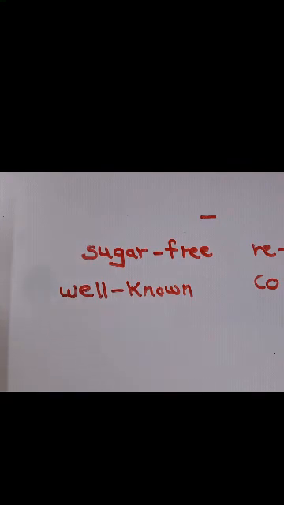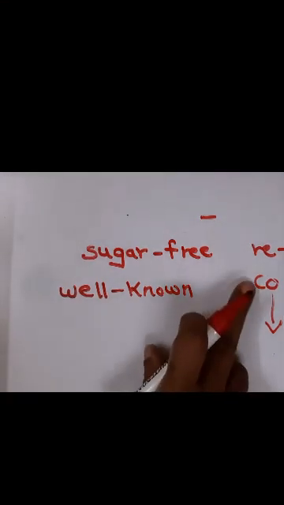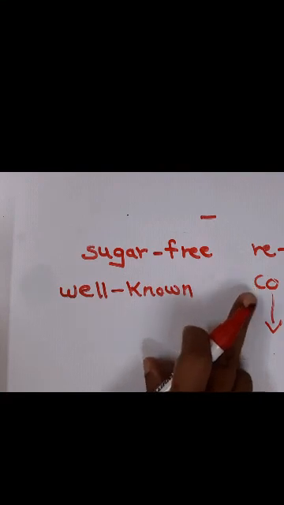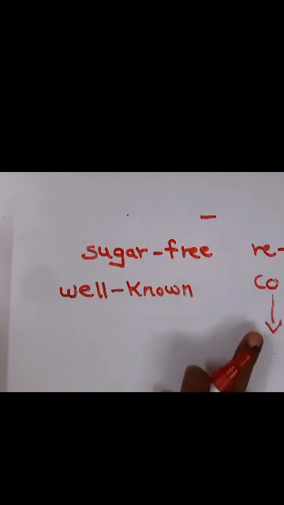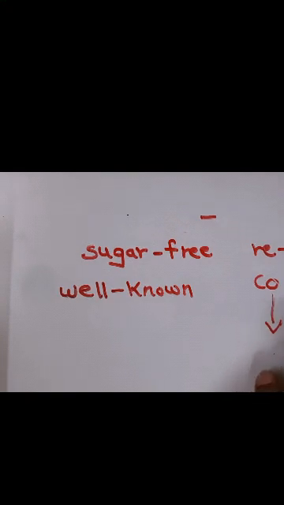Now children, look here. Your prefix over here ends with the vowel O. Look carefully. It ends with the vowel O. And your root word over here begins with a vowel O. This is your prefix, children, co. It is ending with what? With the vowel O. And this is your root word, beginning with O. So that's the time when we use this hyphen.